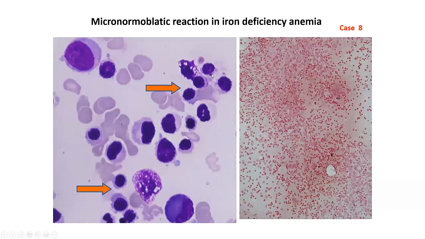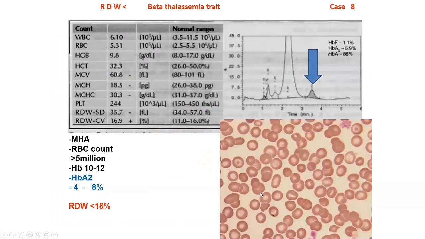Now this is the bone marrow morphology, where you find typical micronormoblastic reaction, and there is a fraying of the cytoplasmic borders. What is clinching the diagnosis is the bone marrow iron. Here you find that the bone marrow iron is nil. There is no bone marrow iron in this. So iron is nil in iron deficiency.